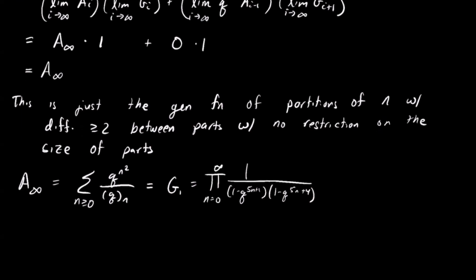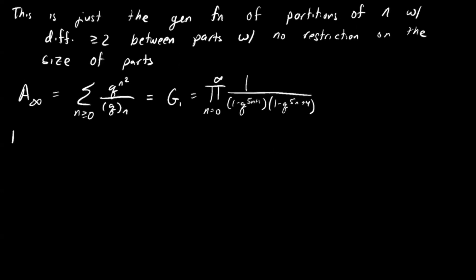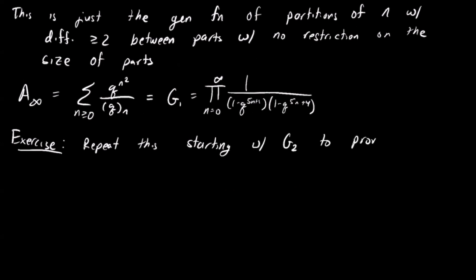As an exercise, I'll leave the proof of the second Rogers-Ramanujan identity. So exercise, repeat this, starting with G2 instead of G1 to prove the second Rogers-Ramanujan identity. So it's the same exact proof, we just have different initial conditions for our polynomials to prove the second Rogers-Ramanujan identity. Okay, so we finished our proof. This is the end of the motivated proof of the Rogers-Ramanujan identities.